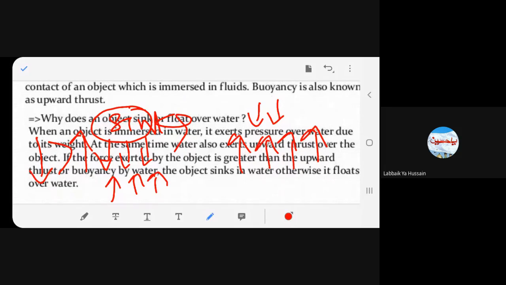If that force, that is the weight of the object, is more than the upward thrust of the water or any liquid, obviously it will sink. Whereas if the weight of the body is less than the upward thrust of the liquid, obviously it will float. Understood?